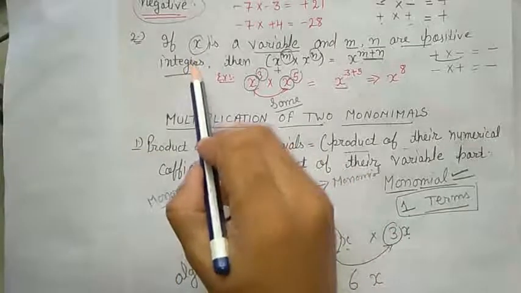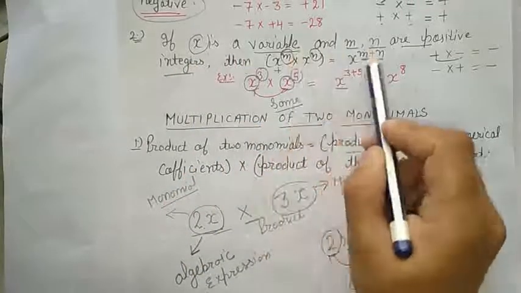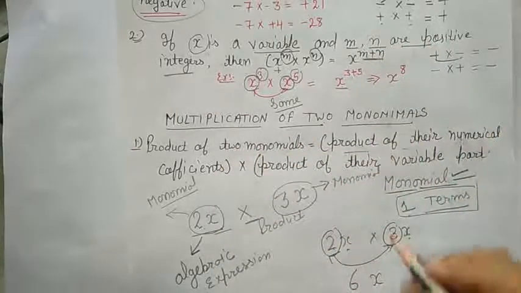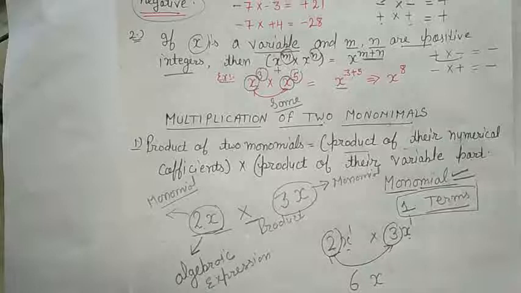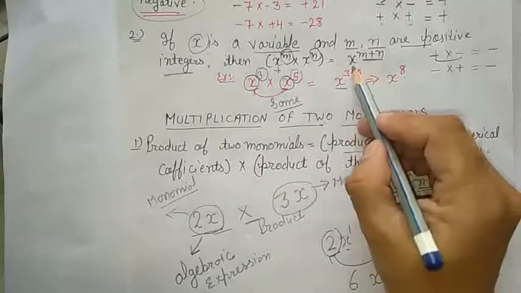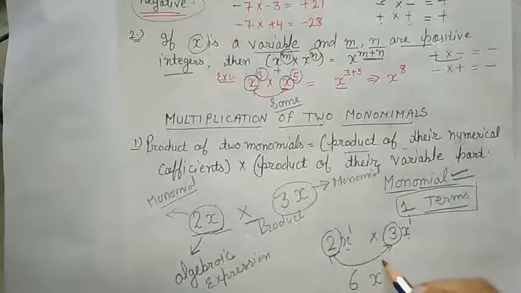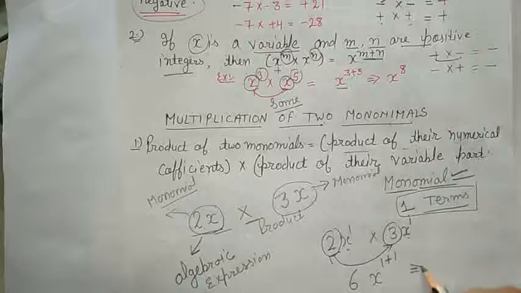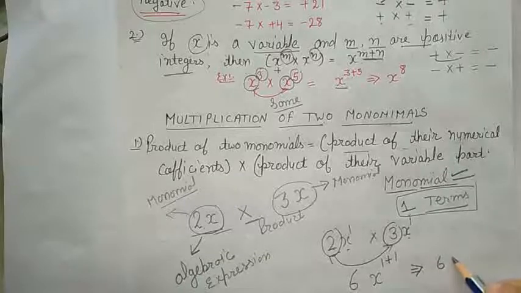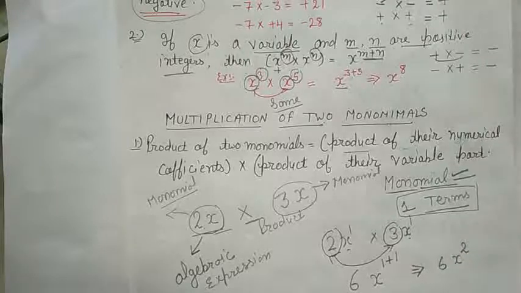After that, applying the second rule: x is a variable and m and n are positive integers, so we can write x raised to power m plus n. So it will be equal to x raised to power 1 plus 1. So the result will be equal to 6x raised to power 2.